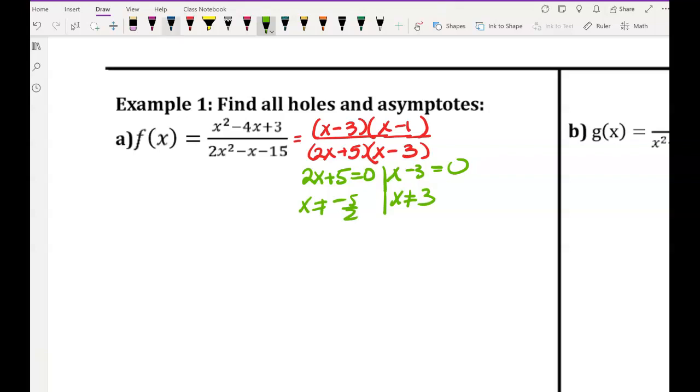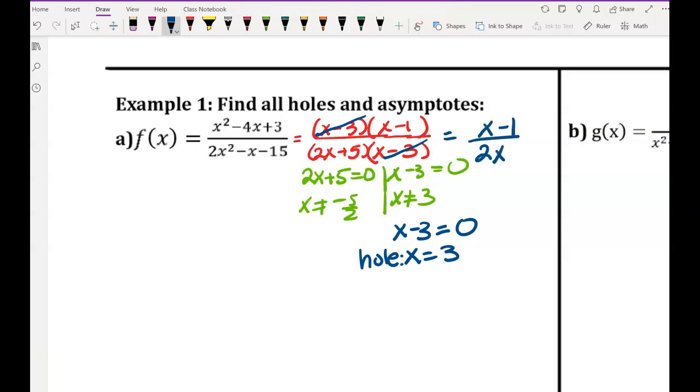And what kind? So first, we could reduce these, okay? So that means this right here, x minus 3, is going to be your hole, okay? So your hole is at x equals 3, hole. Then we have to plug it in. Since we reduced it, x minus 1 over 2x plus 5 is what we have left, okay? So what we have left after we simplify is this.